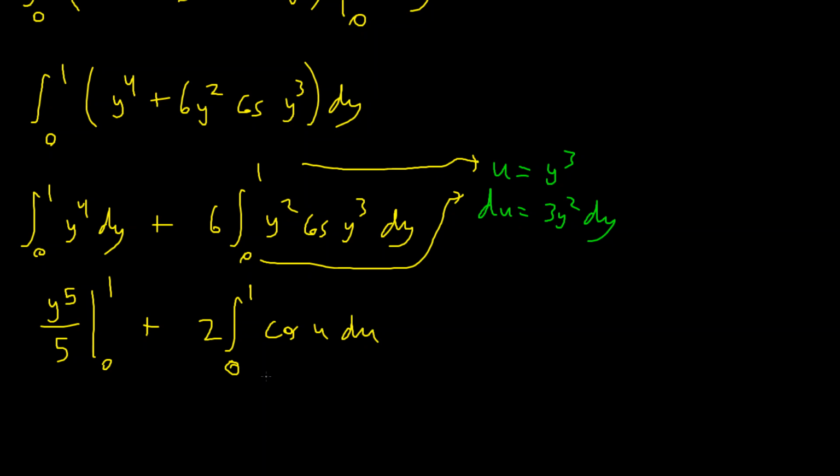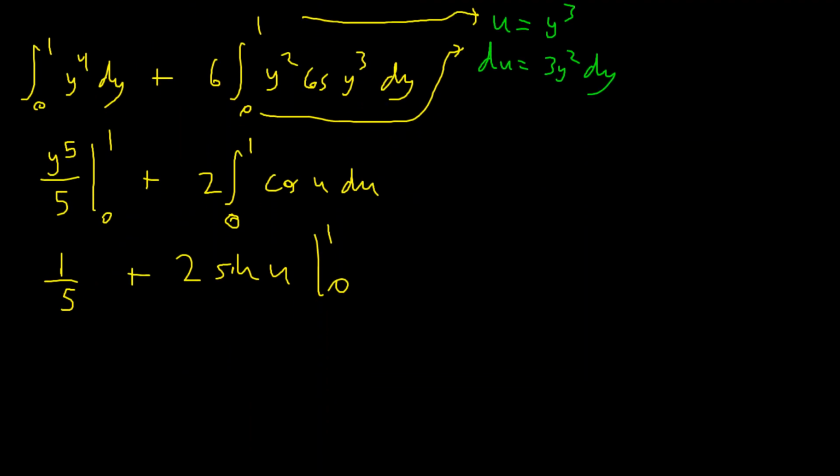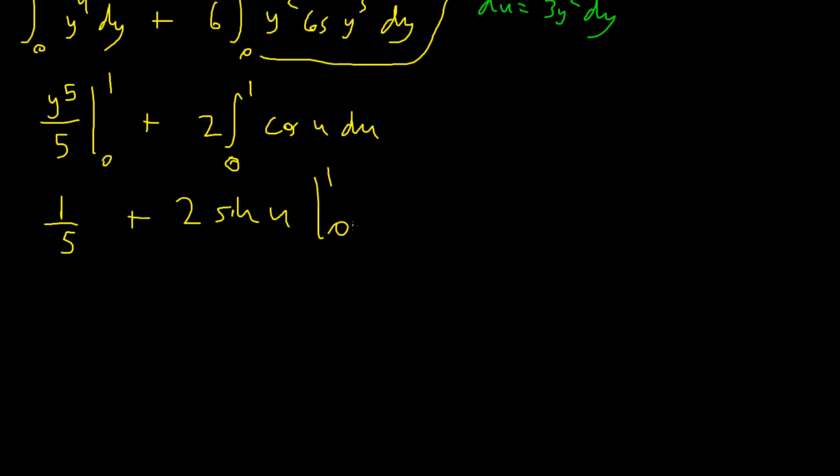But anyway, now we can evaluate this. So this first integral comes out to 1/5, and then plus 2 sine u. This is the antiderivative of cosine, evaluated from 0 to 1. Plugging in 0 gives us 0 because that's what sine 0 is. So what we have is 1/5 plus 2 sine 1.